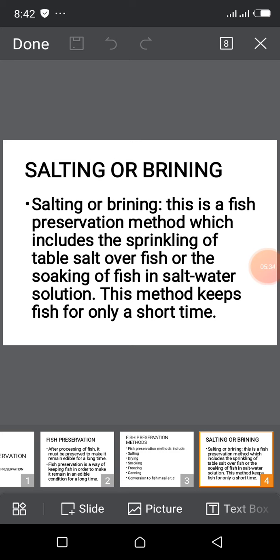Assuming after buying fish, I don't want to cook it immediately, and I know that I just want to keep it for like 2 or 3 hours and still make it remain fresh. All I'll do, after processing it, is just sprinkle salt over the fish. That is salting as a method of fish preservation.